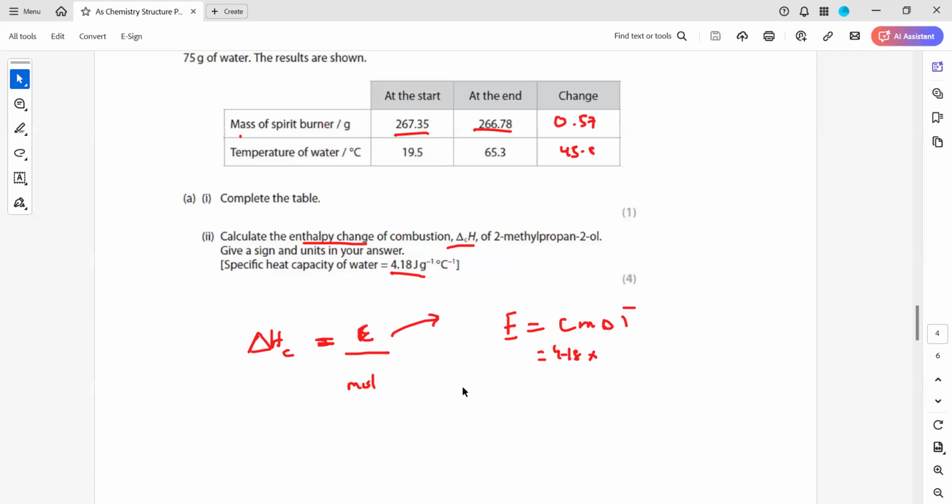M is not the change in the mass. M is how much water is being used. So we use 75 grams. So the mass will be 75, because what actually happened is we burn a substance, and when the substance is burned, all of the energy released on combustion is absorbed by the water. And we assume there is no energy loss.